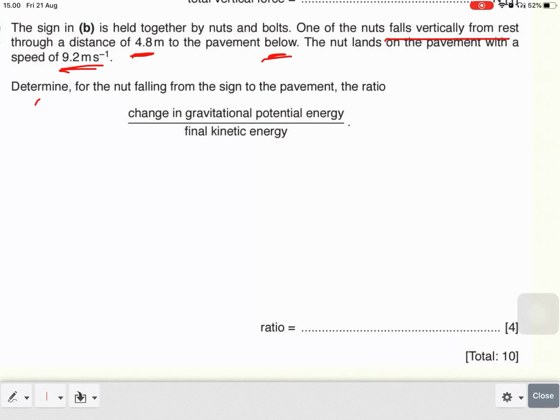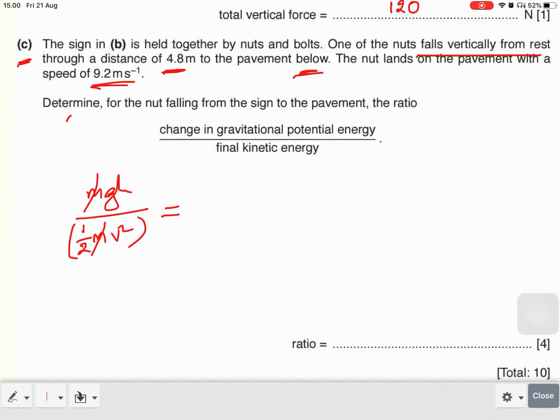Of course, it's very easy. That is mgh, the change in gravitational potential energy, divided by half m v squared, which is the final kinetic energy. So the mass is cancelled out. If you see the question, there is no mass given for the nut. That's why it will be cancelled. And 9.81, even if it is given, will also cancel, so don't worry about that.